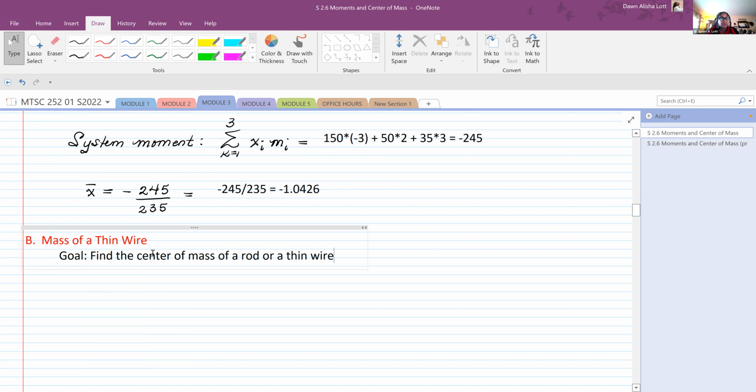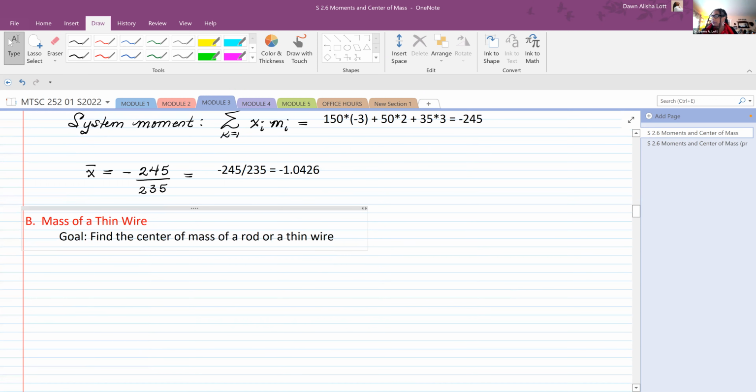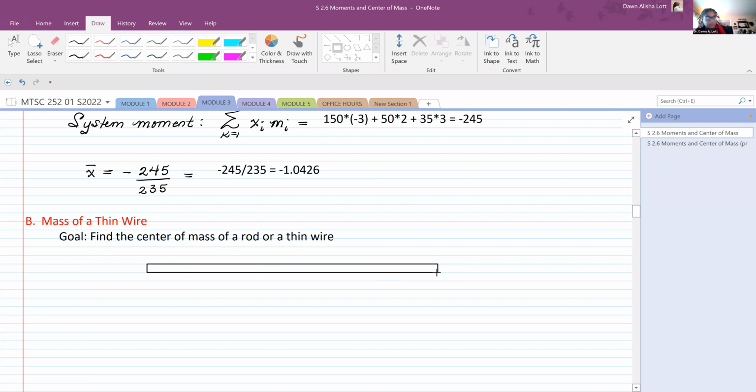So the goal is to find the center of mass of a rod or a thin wire. So here's how we derive it. Very simple. I'm going to create a very thin wire. I'm going to assume that this is extremely thin. It doesn't look thin, but I'm assuming it. Okay, so this is my derivation right here.